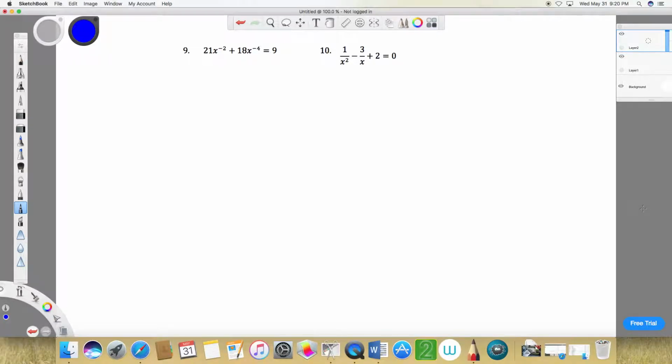Let's take a look at solving these two equations. They are quadratic in form. You may not be able to see that the way it's written now. So let's rewrite both of these.